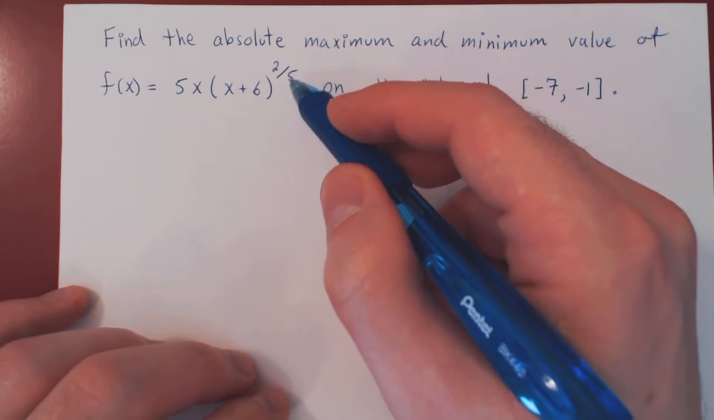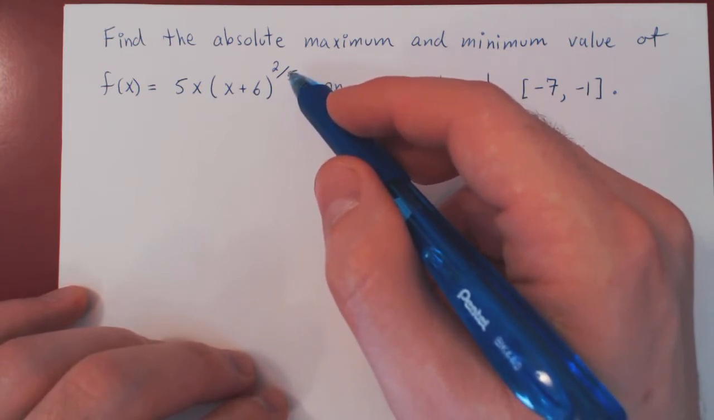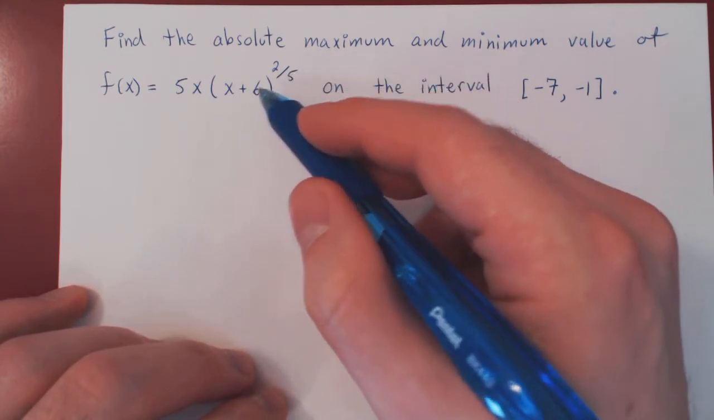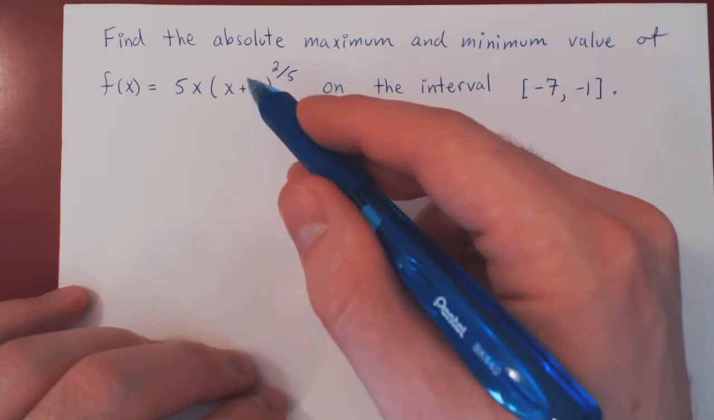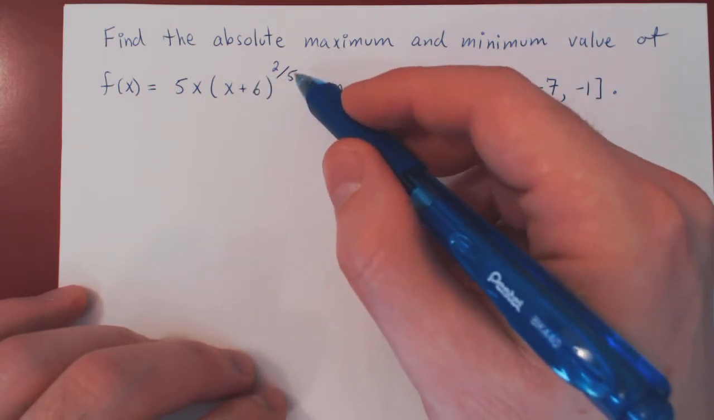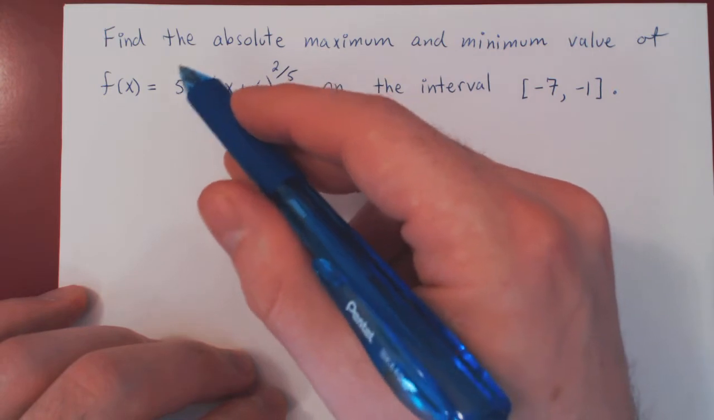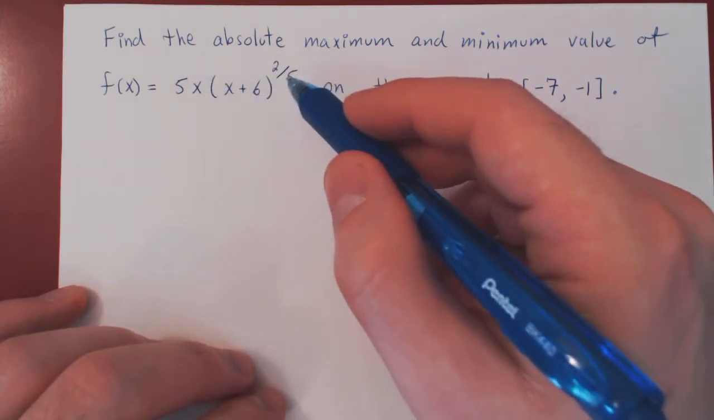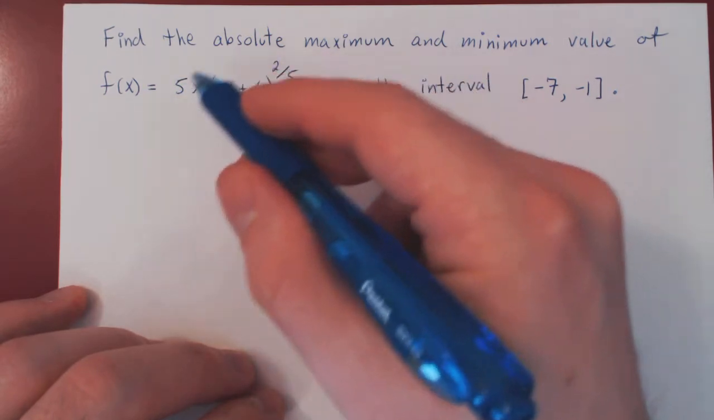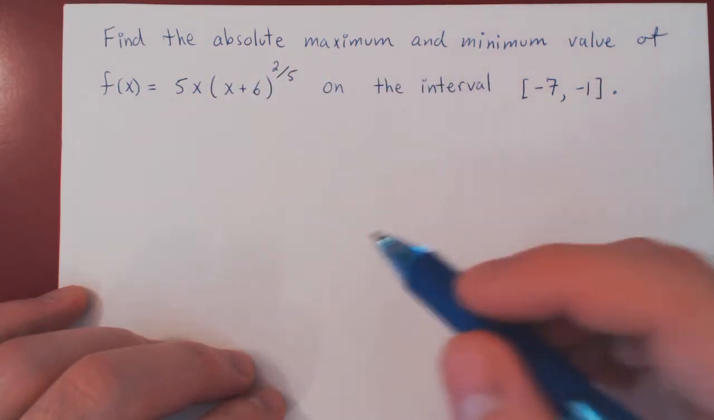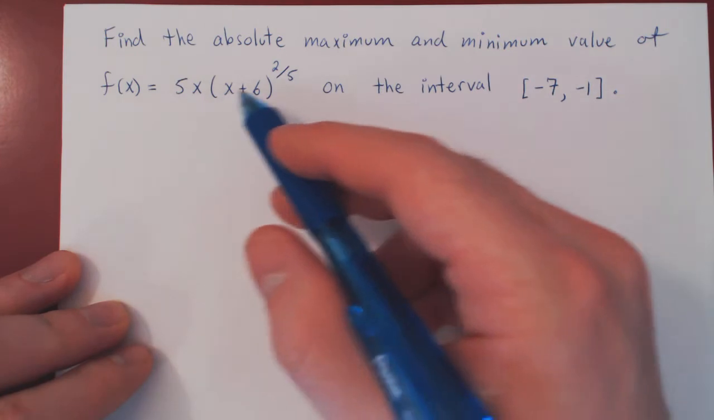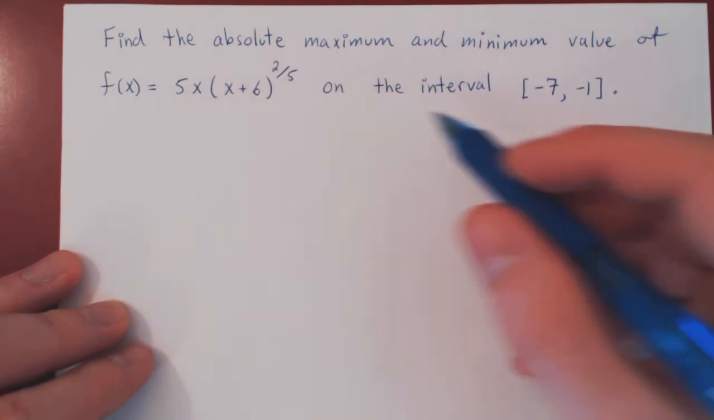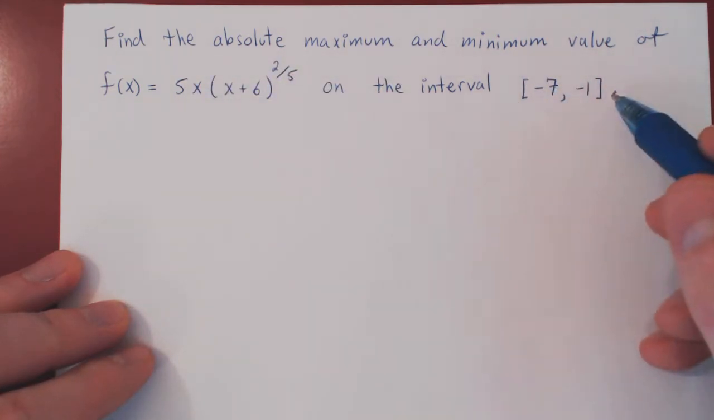If 5 was replaced by an even number, we can't take an even root of a negative number. So there could be a problem here. But because 5 is odd, there is no problem. So 5x is continuous everywhere. Same for (x plus 6) to the 2 over 5. And so the product is continuous everywhere inside our interval. So both conditions, continuity and closed and bounded intervals, are satisfied.